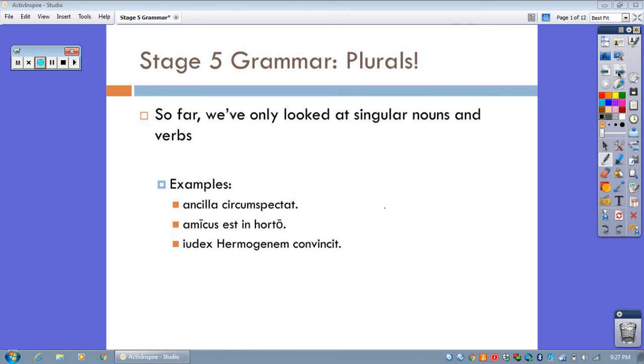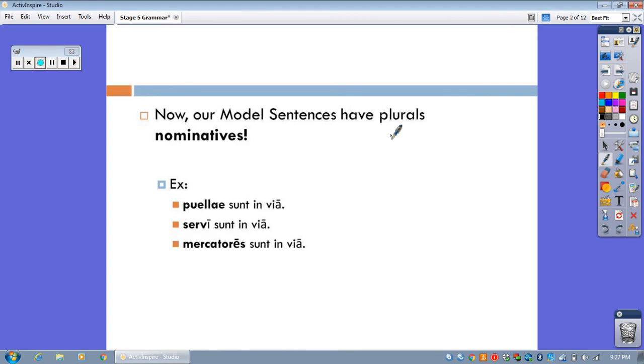But hey, in stage 5, all of a sudden, bam, we have lots of plural subjects. We can see those at first in our model sentences at the very beginning of stage 5, and then in our 2 stories. My bad, I meant to say our model sentences have plural nominatives. What's the nominative case again? Remember, that's the way a noun is spelled when it's the subject of the sentence. So we're going to focus on the nominative aspect of this first.